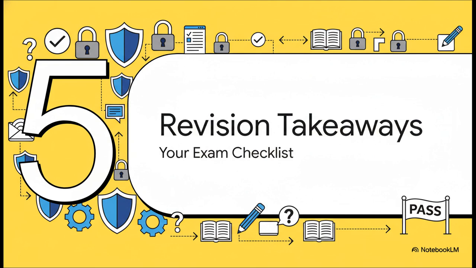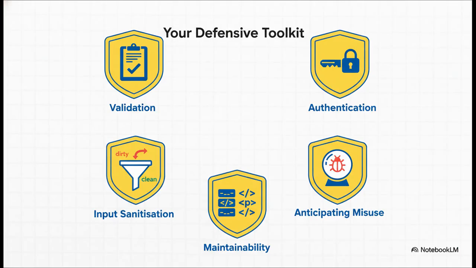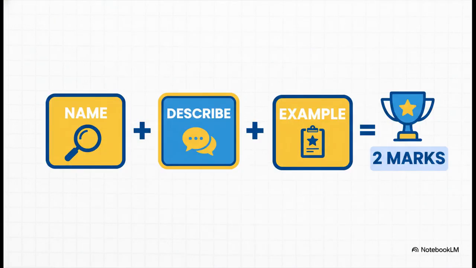All right, let's lock all this knowledge in with a super quick recap. Think of this as your exam checklist for any question you see about defensive design. First off, just remember your toolkit. You've got at least 5 solid options here. You don't have to be a world expert on all of them, but you do need to be able to pick one and describe it clearly. And this, right here, is the single most important thing to take away from this. For any question that asks you to describe something for 2 marks, just use this formula. Name it, describe it, and give an example. This simple structure proves to the examiner that you really understand the concept, not just the buzzword. It's going to get you both marks every single time.